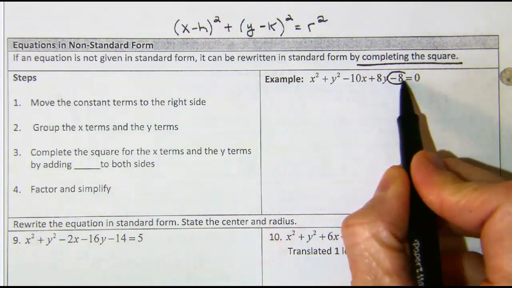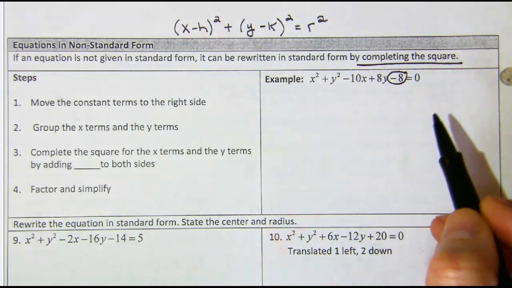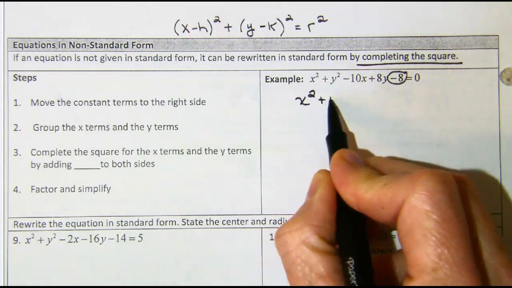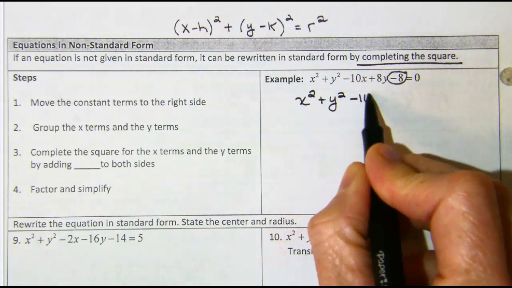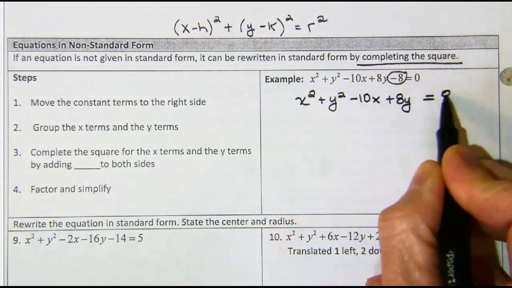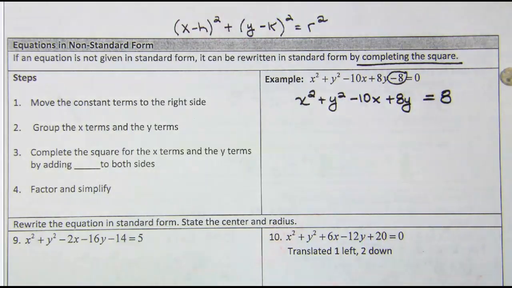This is the constant term because it does not have a variable. So we are going to say x squared plus y squared minus 10x plus 8y equals positive 8. So that's the first thing, move the constant to the right side.